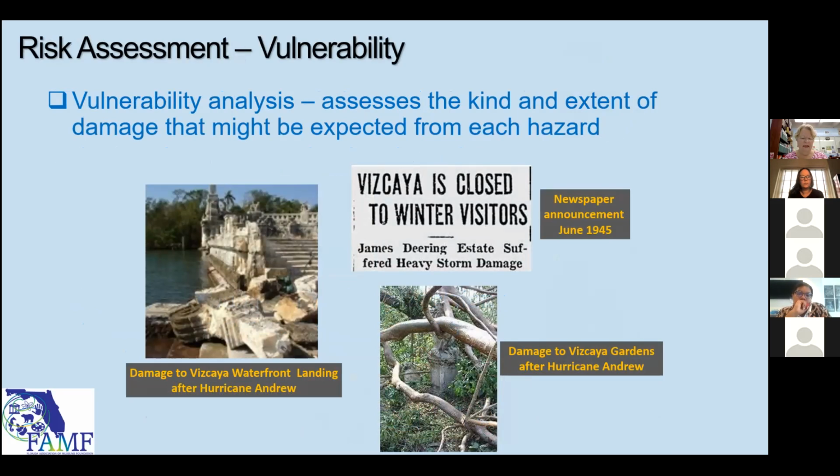Vulnerability analysis assesses the kind and extent of damage that a given hazard might do. We may be able to do very little to change our exposure to hazards, but we can certainly do a great deal to reduce our vulnerability. And you can see here from the photos, this is an old newspaper account of a hurricane that occurred in the early 1900s, or 1945, and then this is damage from Hurricane Andrew.